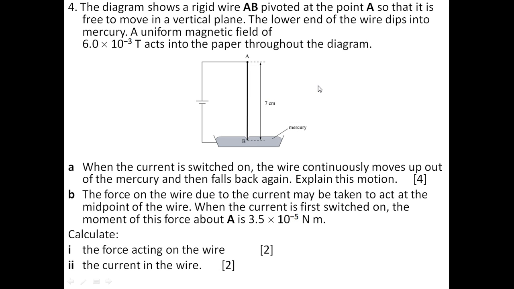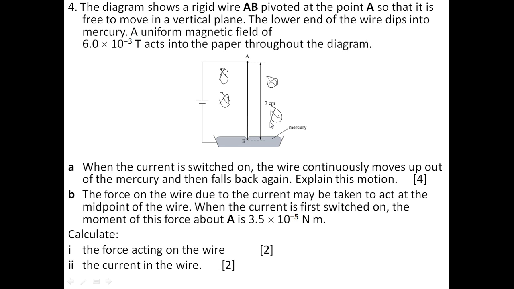Now, the lower end of the wire dips into mercury. A uniform magnetic field of 6.0 times 10 to the negative 3 T acts into the paper throughout the diagram. So this is a magnetic field into the paper. Now, when the current is switched on, the wire continuously moves up out of the mercury and then falls back again. Explain these motions. B, the force on the wire due to the current may be taken to act at the midpoint of the wire.